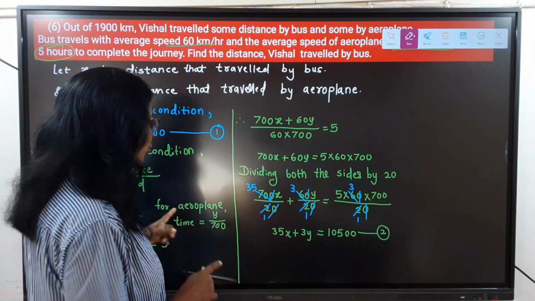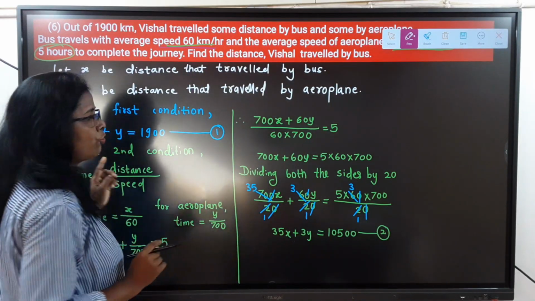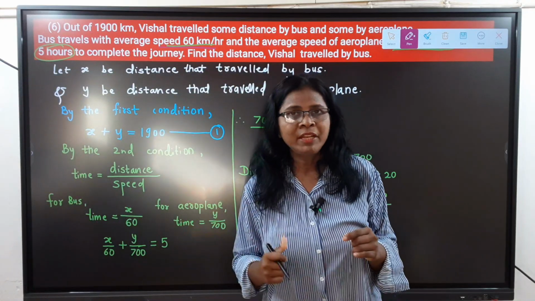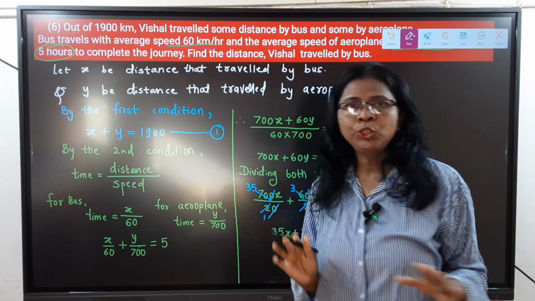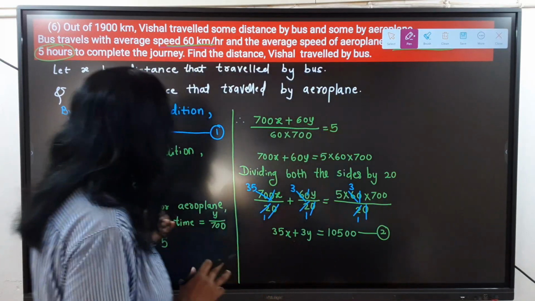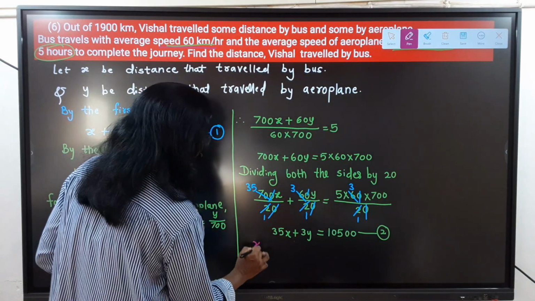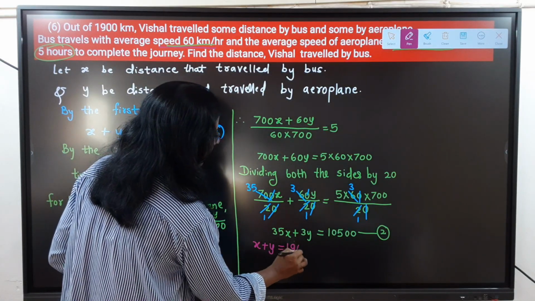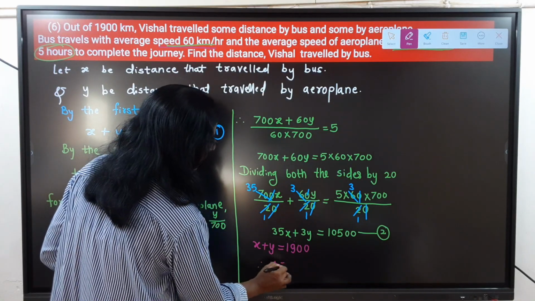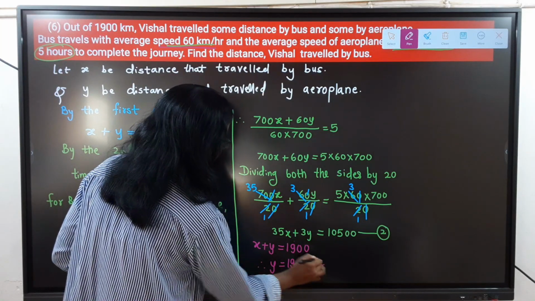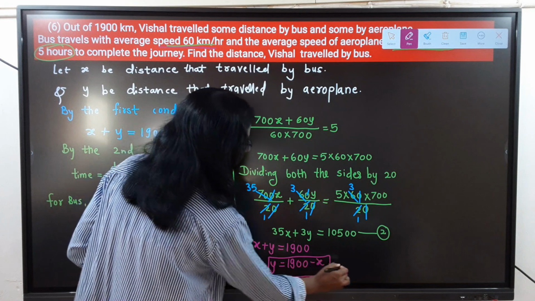Now we have two equations. We are going to solve these two equations by the substitution method. I choose the substitution method. So I write the first equation here: x plus y is equal to 1900. Therefore, y is equal to 1900 minus x, and call it the third equation.